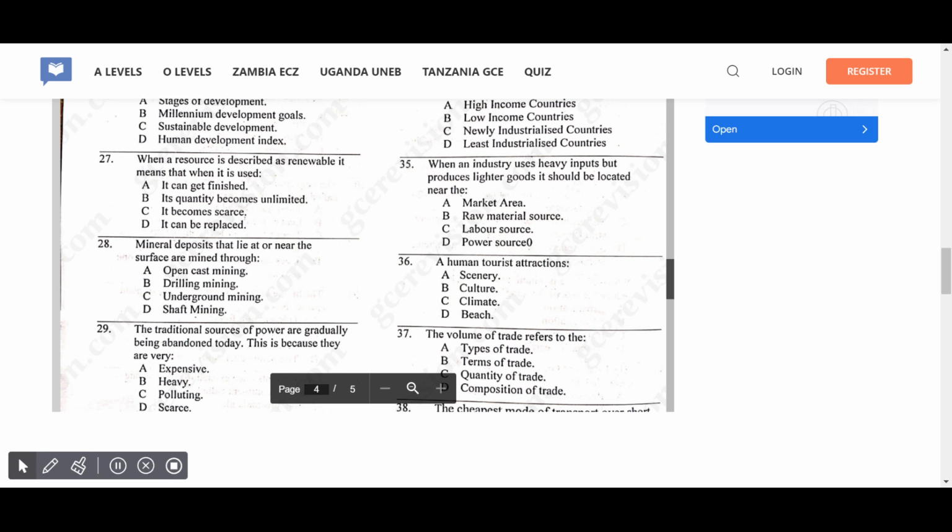Question 29. The traditional sources of power are gradually being abandoned today. This is because they are very... The answer is C, they are very polluting.